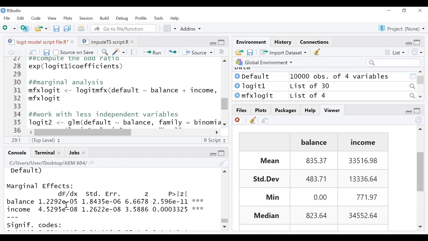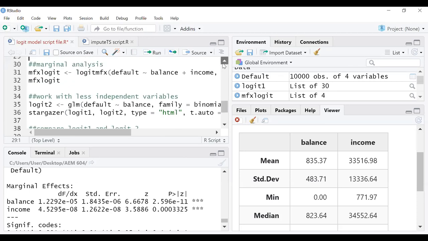This E minus 5 is like saying 1.2292 multiplied by 10 raised to power minus 5. Oh, I understand now. If you say 1.2292 multiplied by 10 raised to power minus 5, definitely you are talking of 0.0000 something. Did you get it now? Yes, Prof, thank you. That is what I'm talking about. So the probability is very, very low. Yeah, it's an exponential.